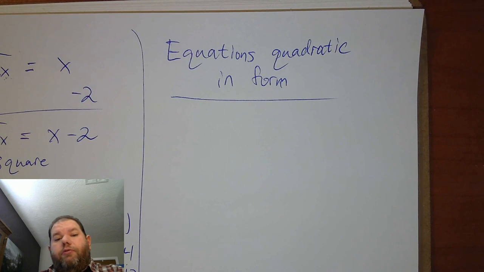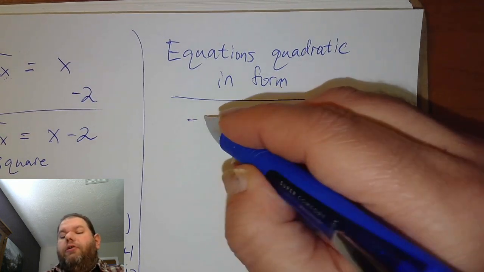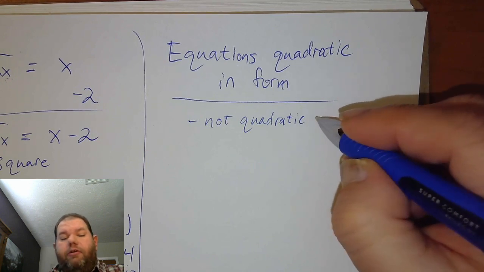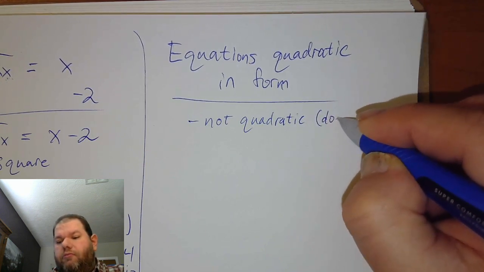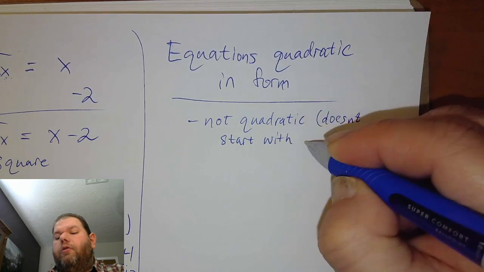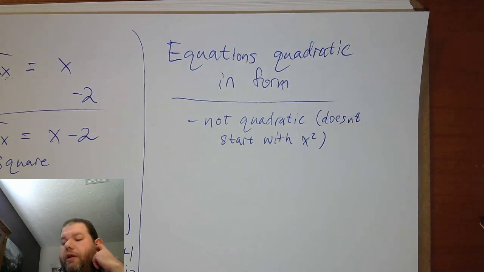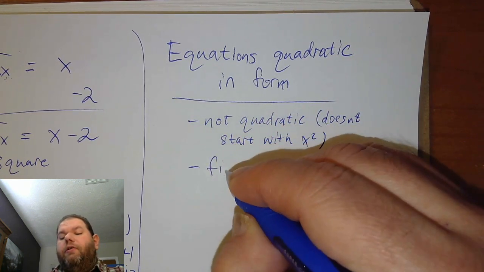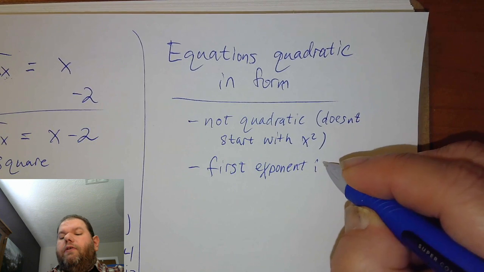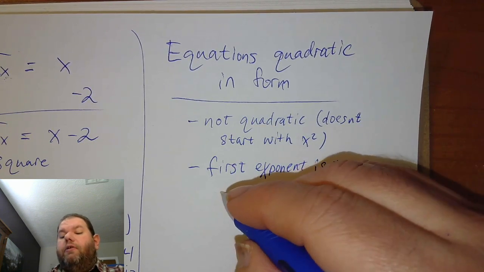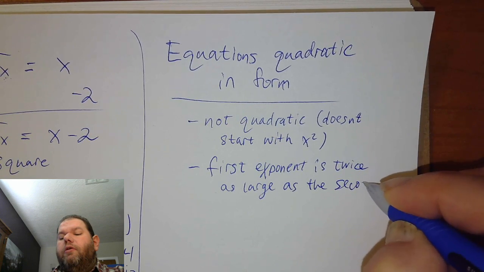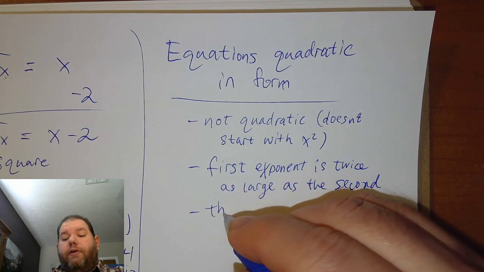Now, when we say equations that are quadratic in form, they're not quadratic, first of all, which means they don't start with x squared. It also means that the first exponent is twice as large as the second. And it means the third term is a constant.